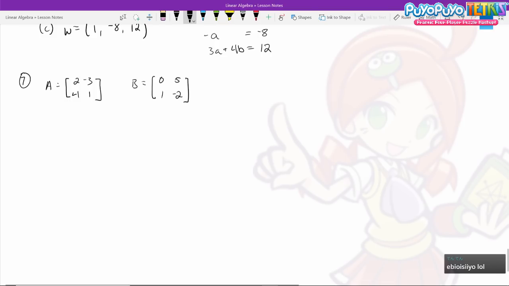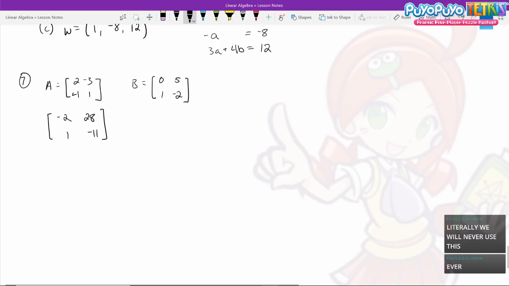Determine whether the given matrix is a linear combination of A and B. So how do we go about this? How do you do this? There's just some way to write this as one matrix and solve for it? How do you do this?